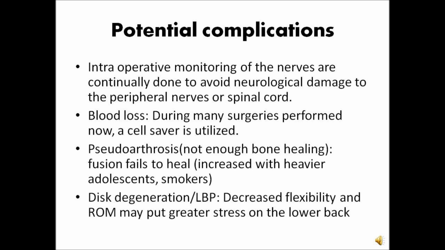Potential complications. Intraoperative monitoring of the nerves is continually done to avoid neurological damage to the peripheral nerves or spinal cord. Blood loss is a risk, and during many of the surgeries performed today, a cell saver is utilized. The cell saver collects the blood loss from the patient, removes the tissues, and then is available if a transfusion is required. Pseudoarthrosis, which is where there isn't enough bone healing, can be a risk factor if the fusion fails to heal, and this risk increases with heavier adolescents and smokers.